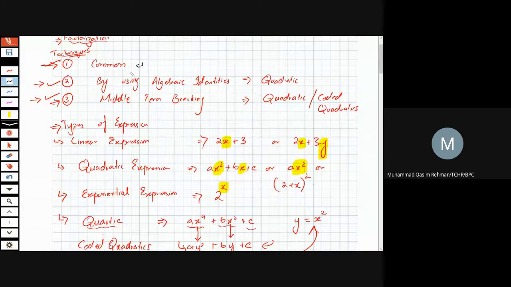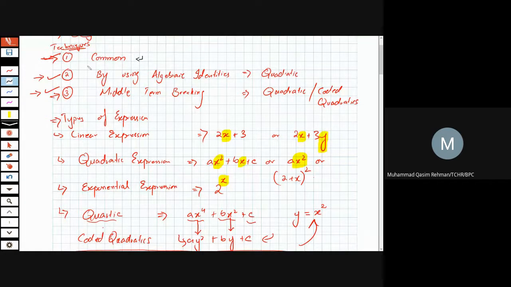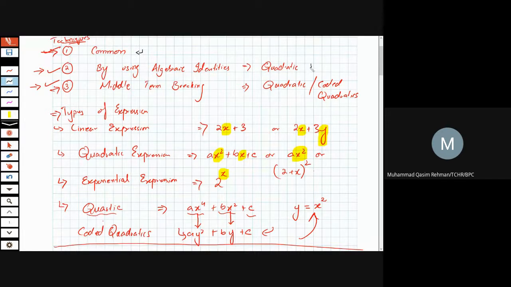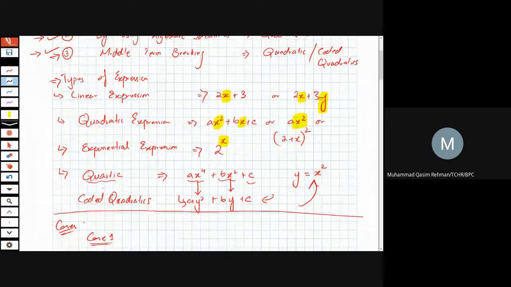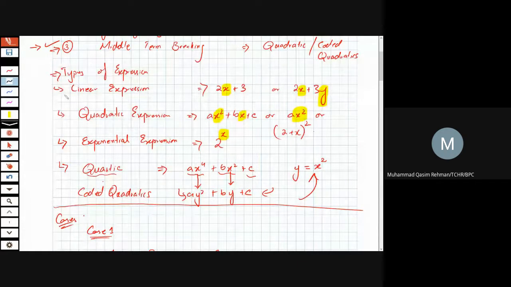One, by taking common, by using a process of common. Second, by using algebraic identities if the equation is a quadratic. The third one, a middle term breaking method. Now, these are the types of expressions we have.